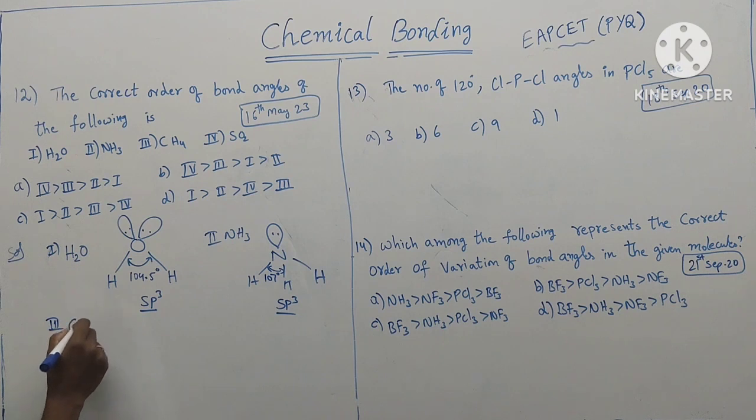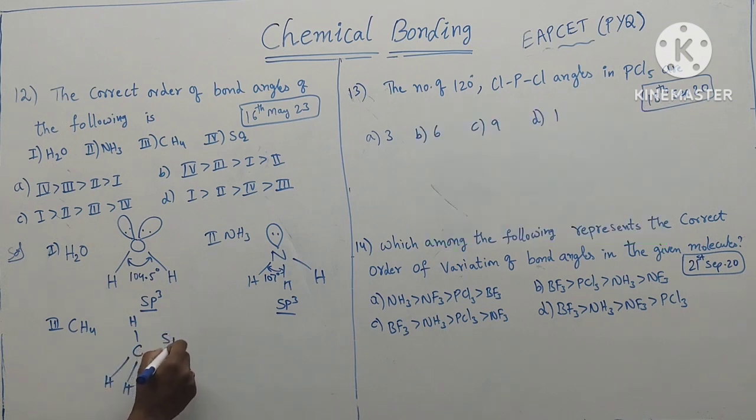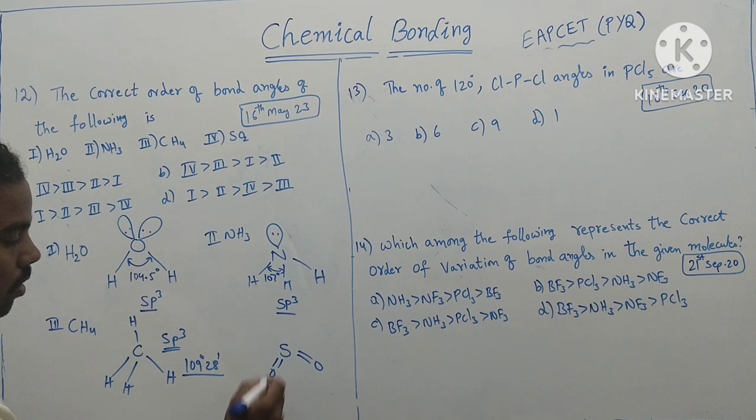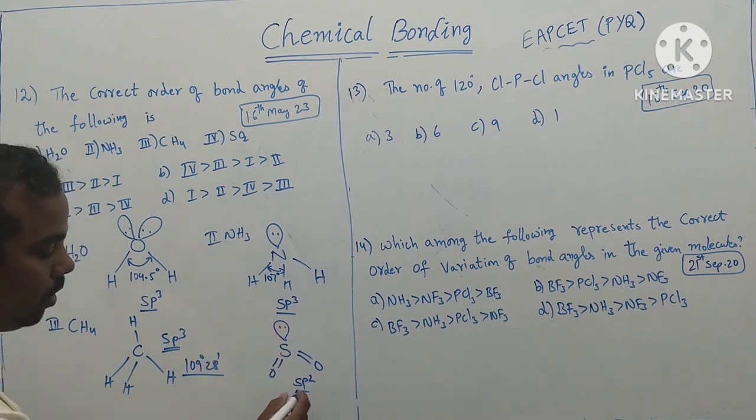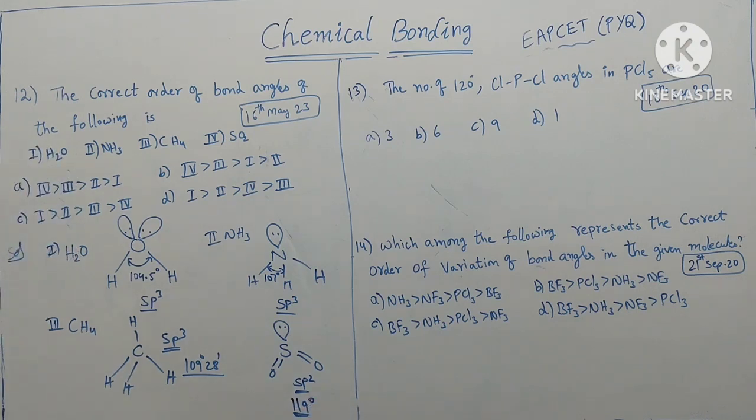Third one, CH4 methane. It is tetrahedral with sp3 hybridization of the central atom. There are no lone pairs, so the bond angle is 109 degrees 28 minutes. The last one, SO2, S double bond O. Sulfur has 1 lone pair, so it has an angular shape. With sp2 hybridization the bond angle would be 120 degrees, but due to 1 lone pair it is less than 120 degrees, nearly 119 or 118 degrees.